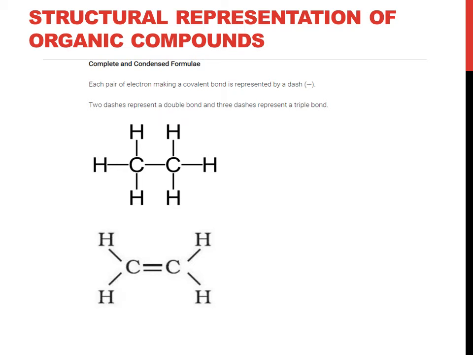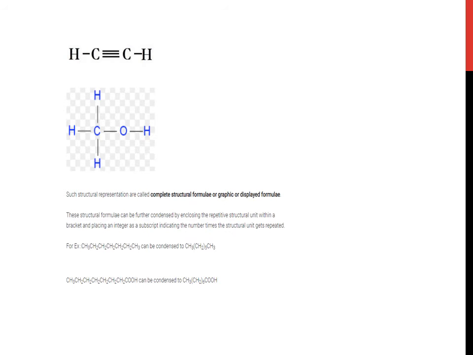Similarly, in case of C2H4, it means carbon and carbon are doubly bonded, C double bond C. It is the case of ethene. Now what is the case of ethyne? C2H2. It means C triple bond C. And what about the case of CH3OH, methyl alcohol or methanol? Such structural representation is the displayed formula.